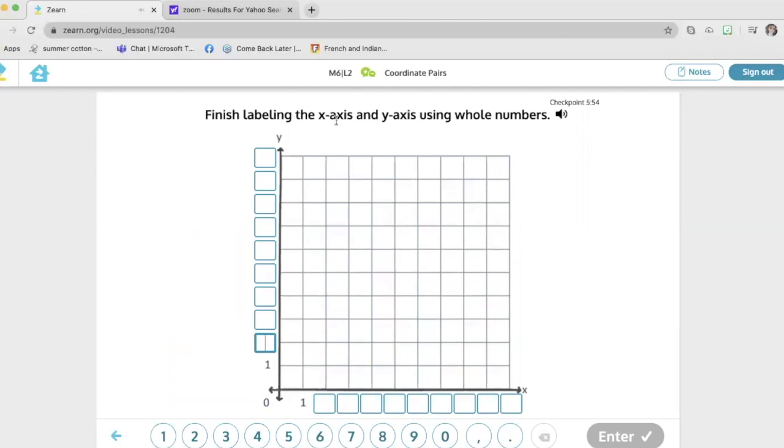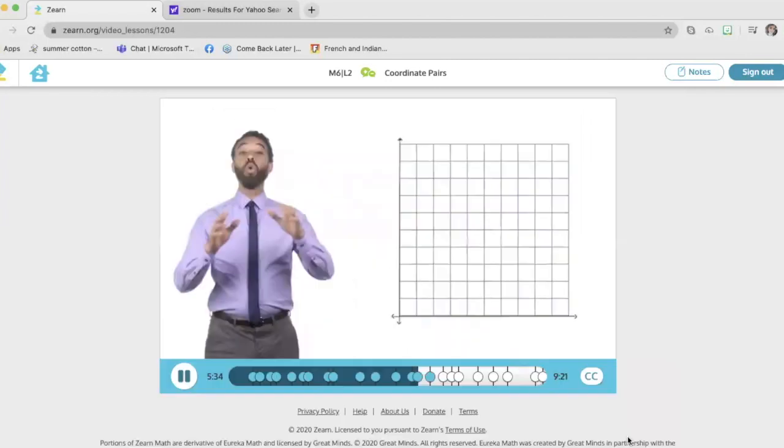Finish labeling the x-axis and y-axis using whole numbers. So they're telling me I'm going to use whole numbers here. No fractions, just whole numbers. And it goes all the way to 10. Most of the time, if this one's going to 10, this one's going to match. So it's going to be 10 as well. I'm typing kind of fast, so if I mess up, I'm sorry.